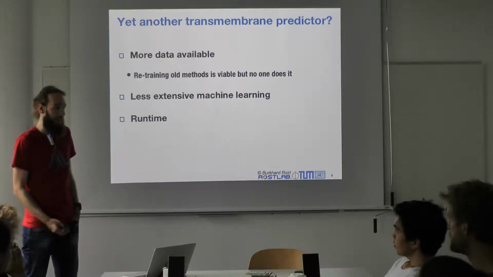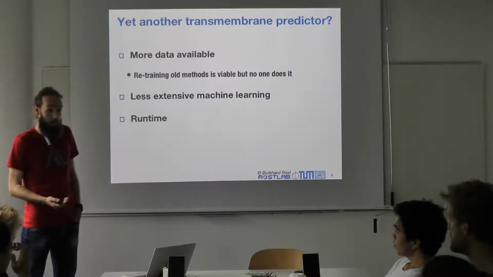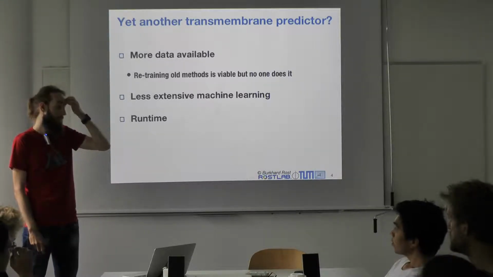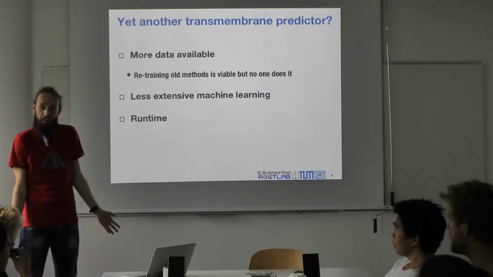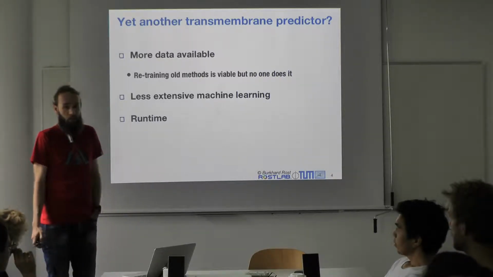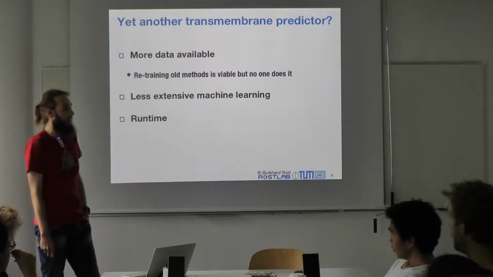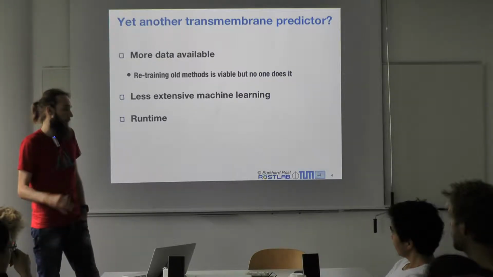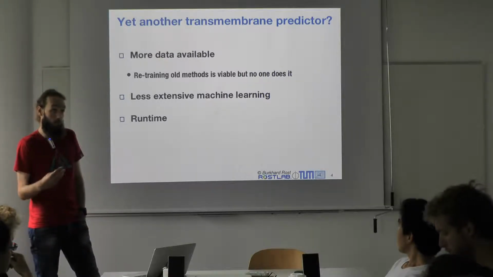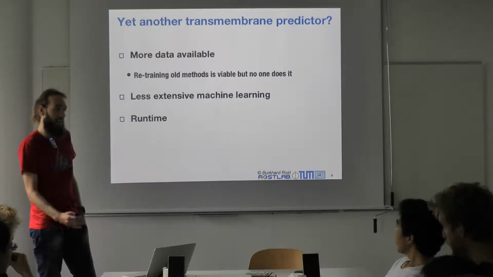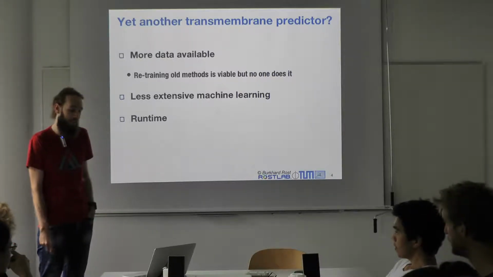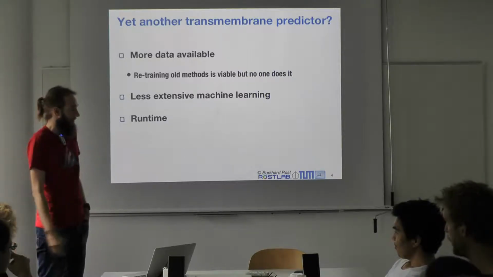You could technically just use a method that you have developed previously and give it a new data set and retrain the method on this new data set. However, no one seems to be doing that for some reason. I'm not sure actually, but it's really uncommon to do, although it's a completely valid approach. And for our case in particular, we do have a prediction method from this lab, from Burkhard himself actually, which he wrote decades ago, but that is so old that for us it actually did make sense to write a new method, and that is TMSEG.